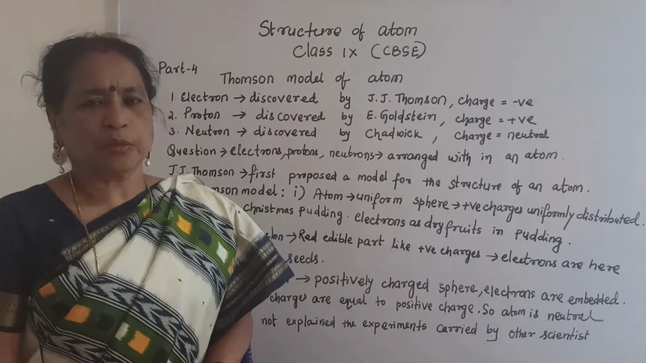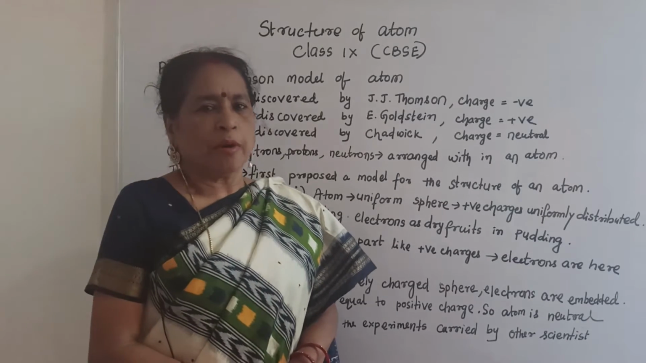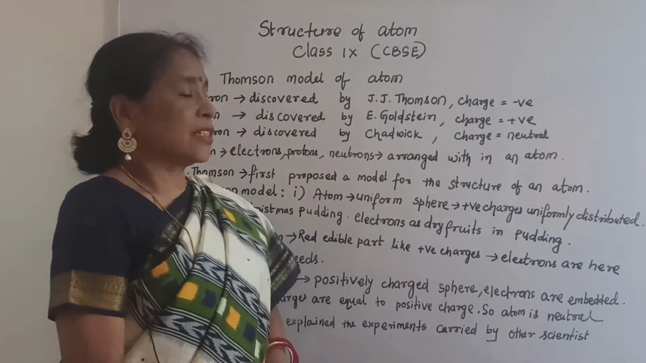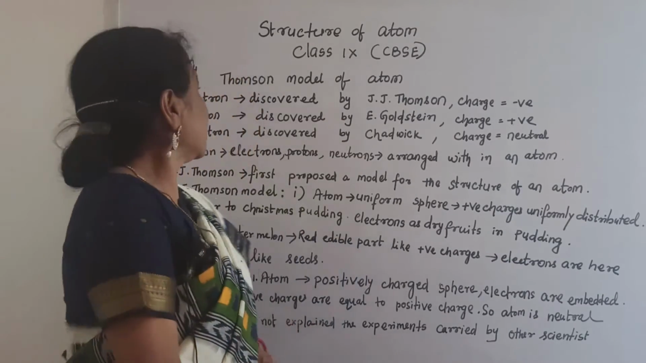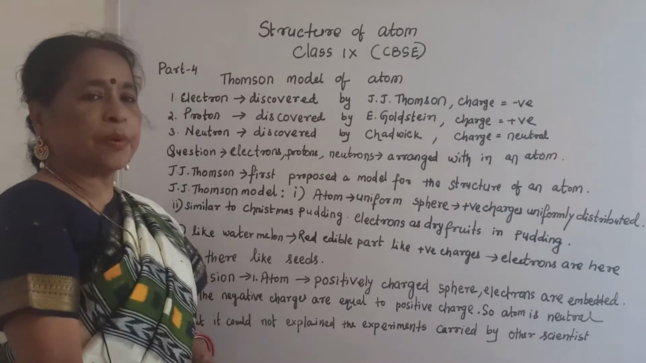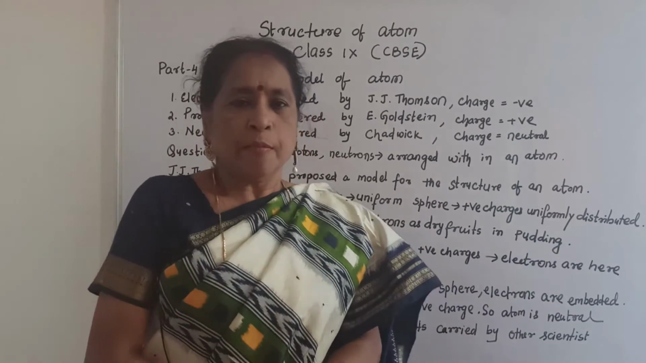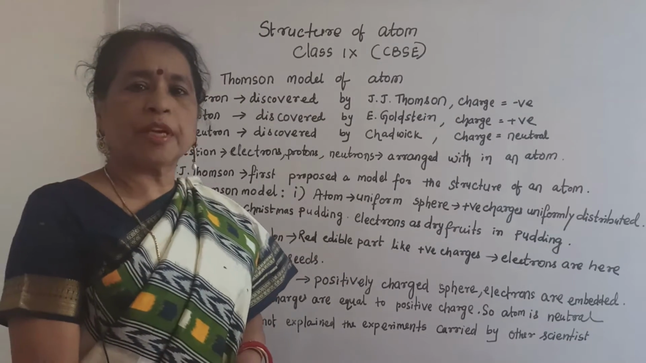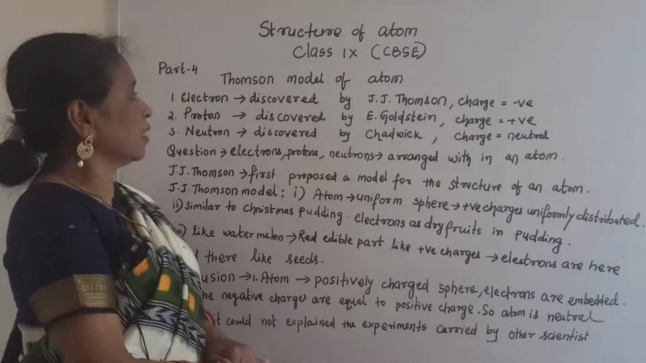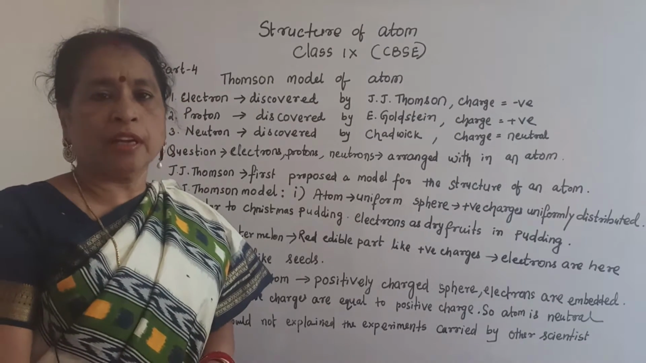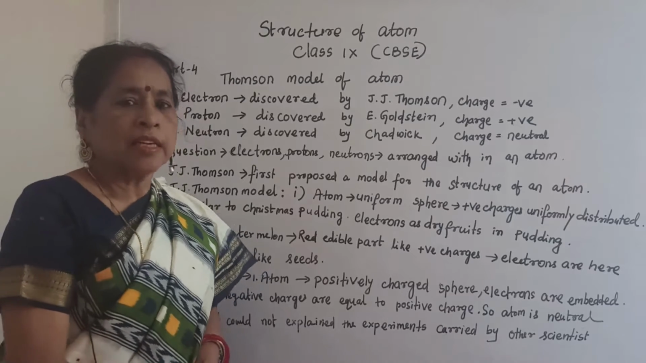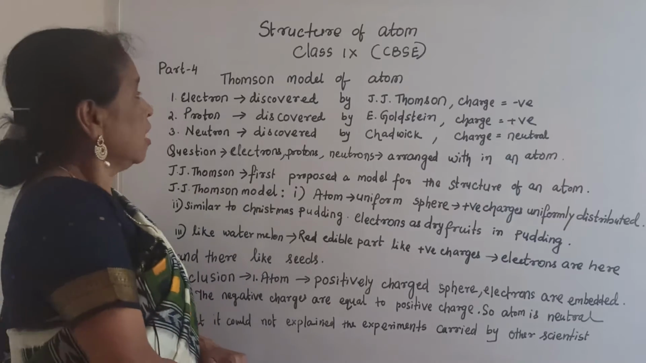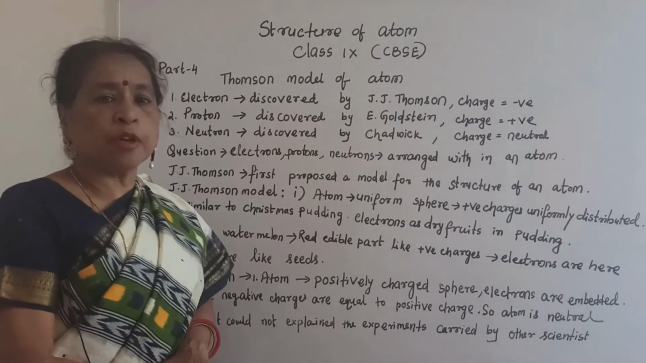Now I also want to welcome the students of class 9 for this class, that is structure of atom, for the class 9 CBSE syllabus. This is part 4 where I will explain Thomson model of atom. Before that, in the first part I explained Dalton's atomic theory, in the second part the discovery of electron, and in the third part the discovery of proton and neutron. Now I want to explain Thomson model of atom.